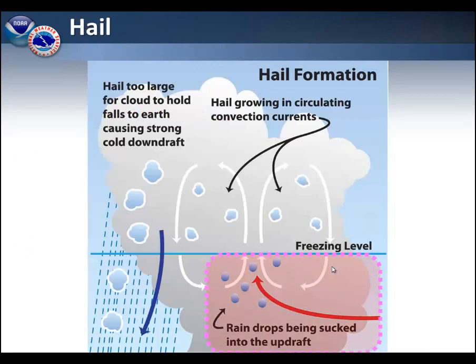Looking at how hail forms, rain will be sucked up into the updraft, go above the freezing level where it collects a layer of ice. In the current circulations up above, it'll be brought back down below the freezing level where it picks up another layer of water, comes back up above the freezing level where it refreezes. This circulation will continue until the hail is finally too large for the cloud and it will fall back to earth.